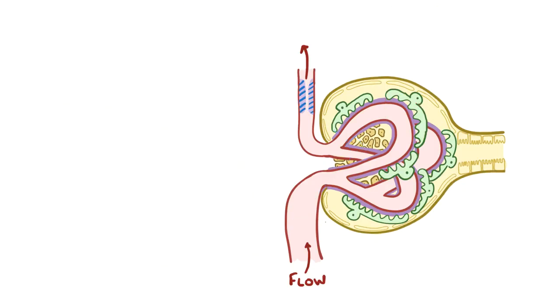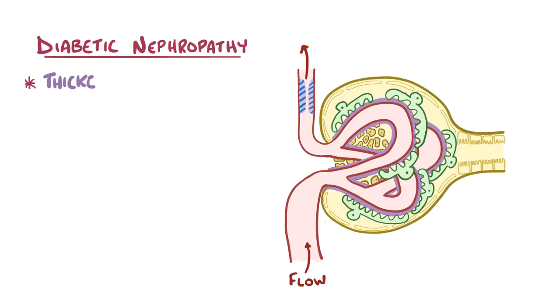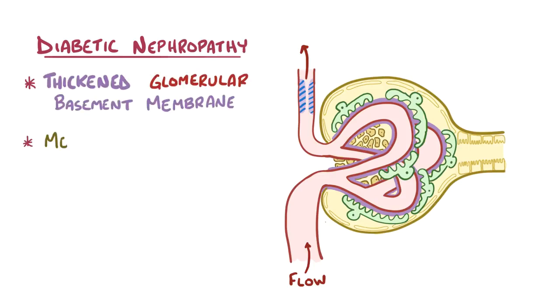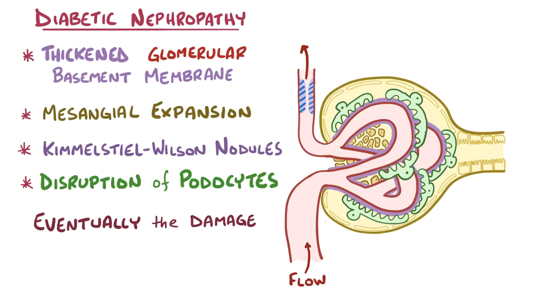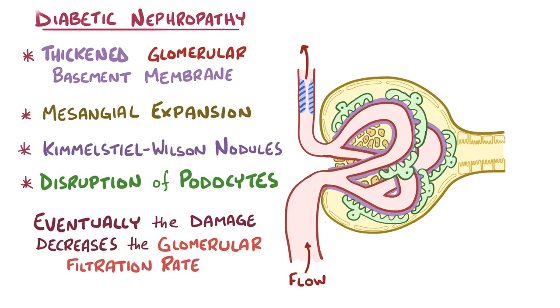So in the end, the key abnormalities in diabetic nephropathy are a thickened glomerular basement membrane, mesangial expansion, Kimmel-Steele-Wilson nodules, and disruption of the podocytes. Eventually, these changes damage the glomerulus so much that it's unable to filter blood normally, and the glomerular filtration rate decreases.